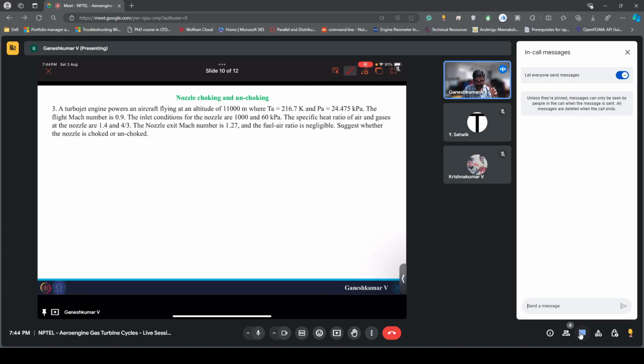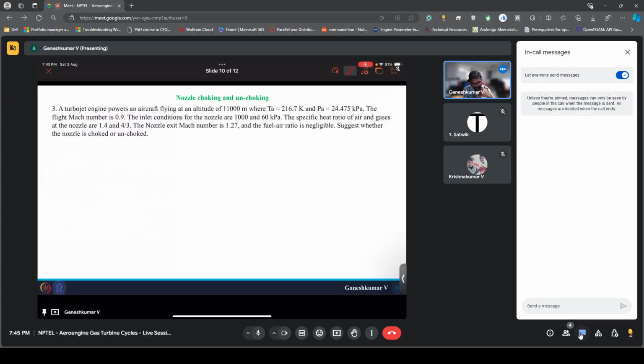A turbojet engine powers an aircraft flying at an altitude of 11,000 meters, which is 11 kilometers, where the ambient temperature and pressure are given as 216.7 Kelvin and 24.475 kilopascal. The flight Mach number is 0.9. Okay, so Mach 0.9 is the flight speed.